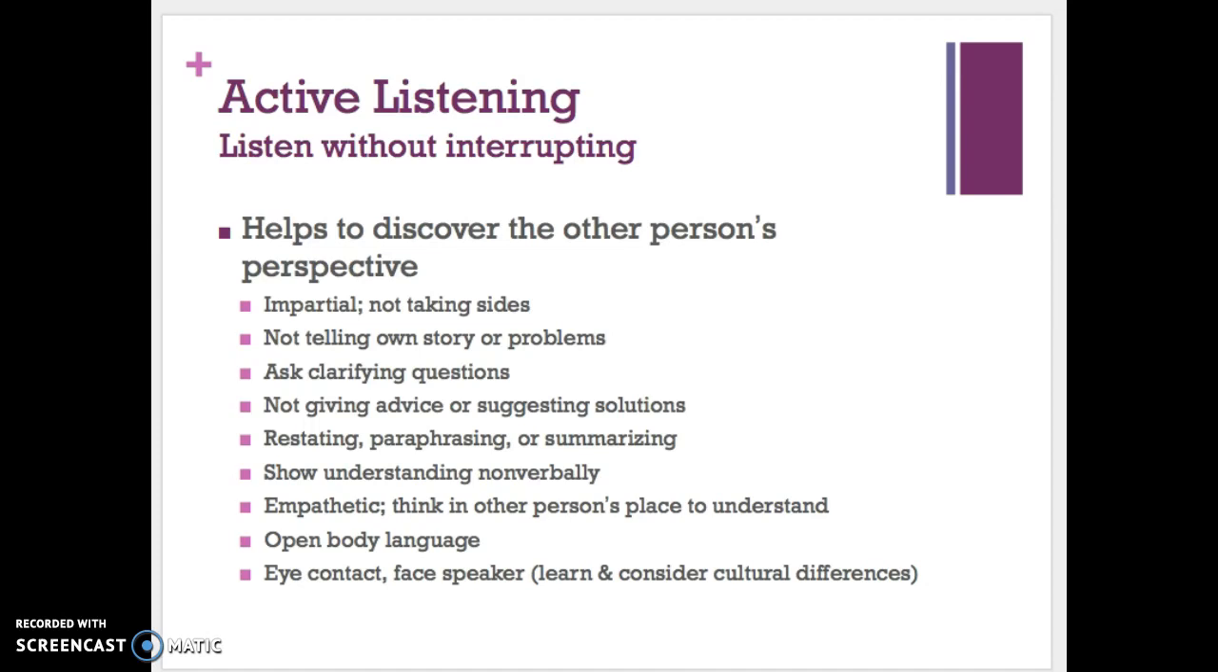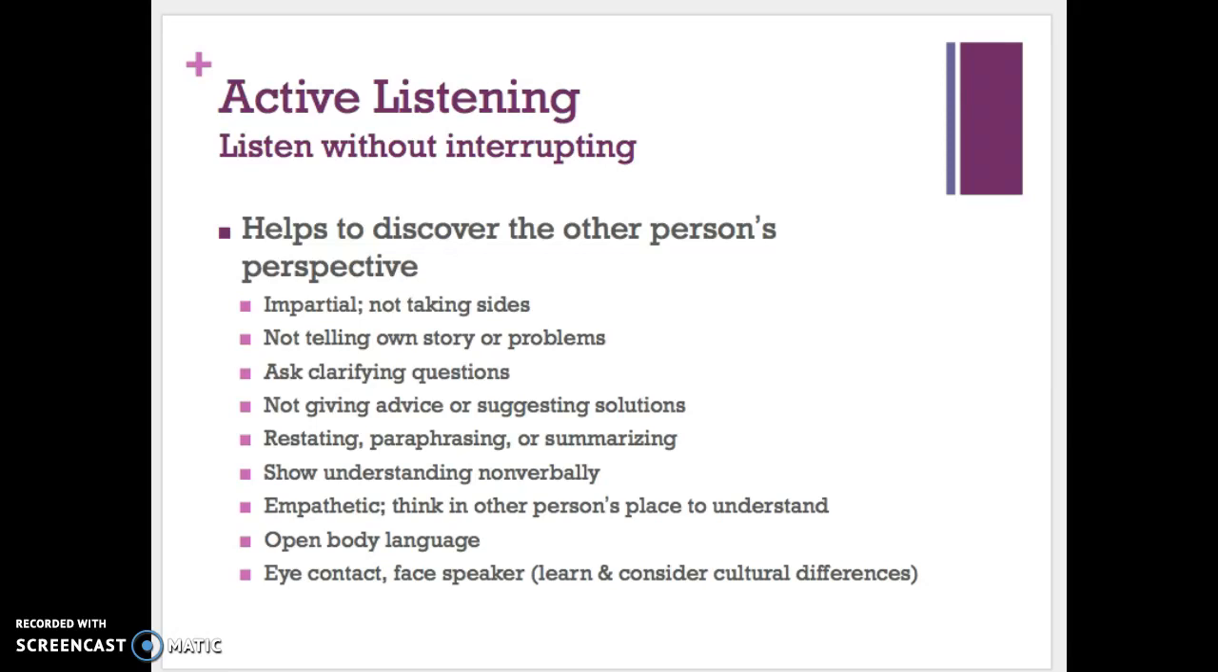So active listening, let's get back to that, helps to discover the other person's perspective. So it's impartial. You're not taking sides. You're not telling your own story or problems. You are asking clarification and clarifying questions. You're not giving advice or suggesting solutions in that moment. You're listening.